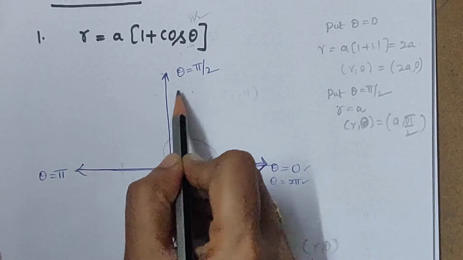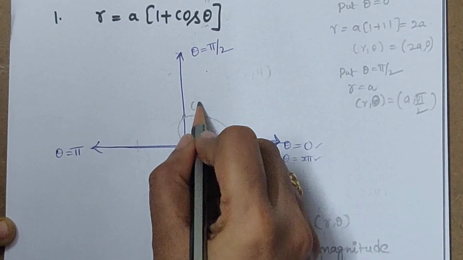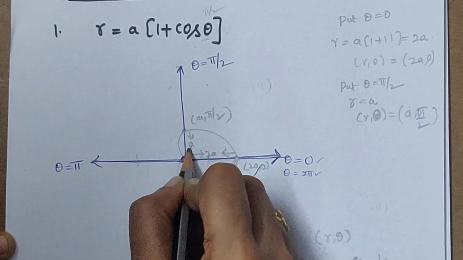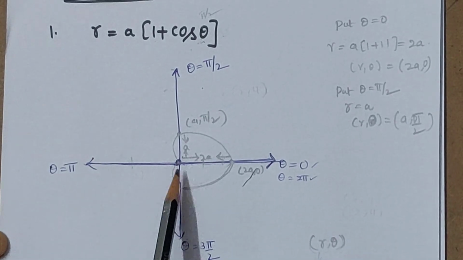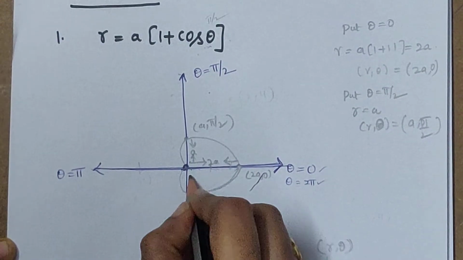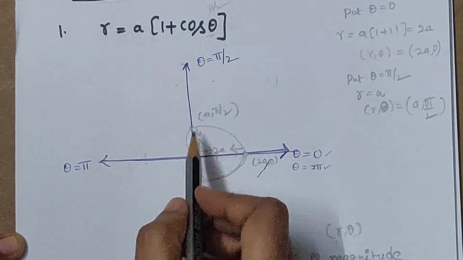So in the direction of pi by 2, take the magnitude a units, that is (a, pi by 2). This is a units distance. Generally, a cardioid is symmetric about the initial line. So this is a units, and clearly this is also a units distance, (a, 3 pi by 2).